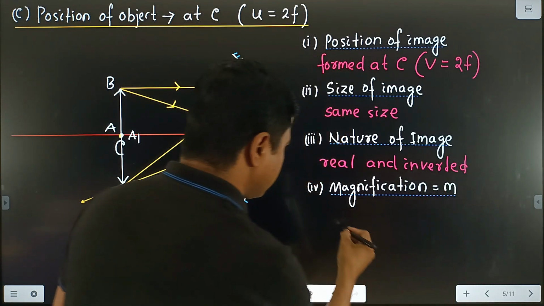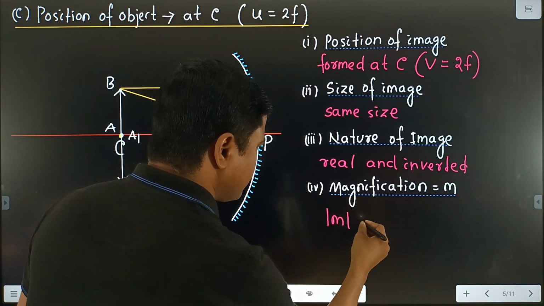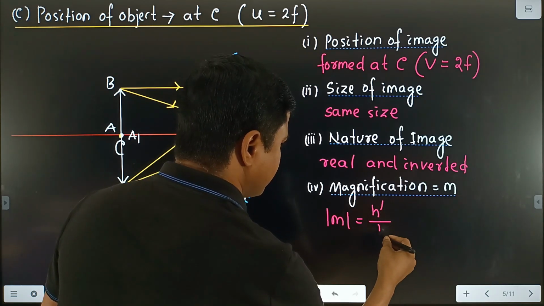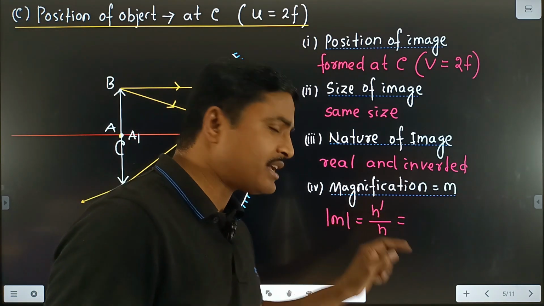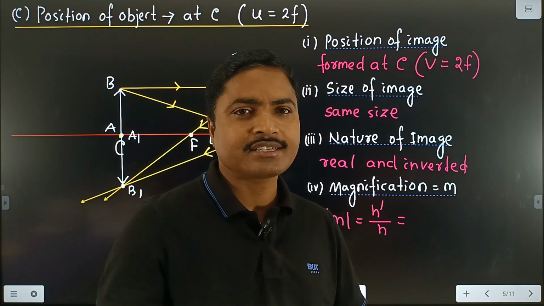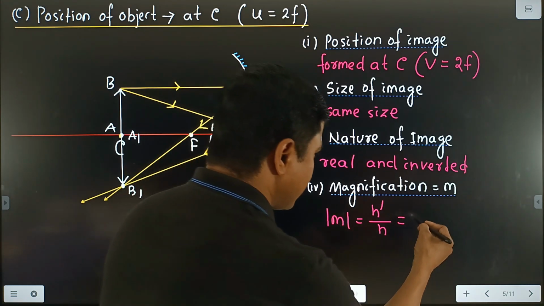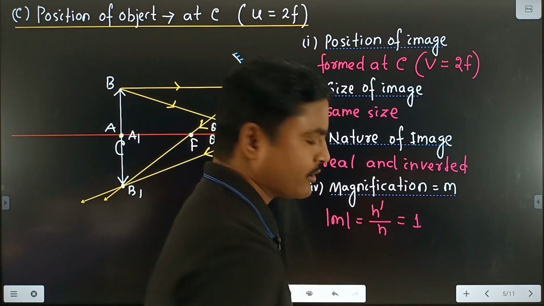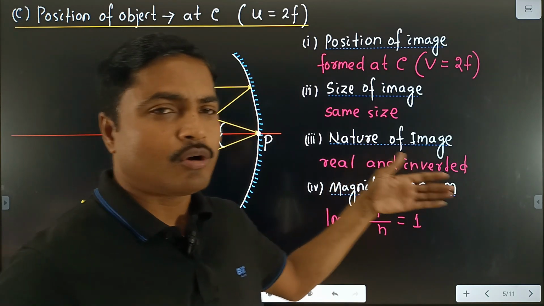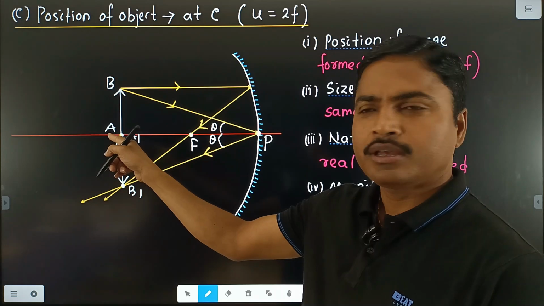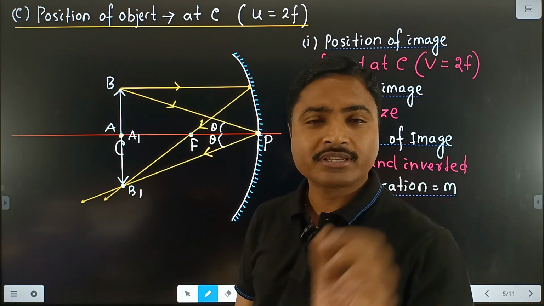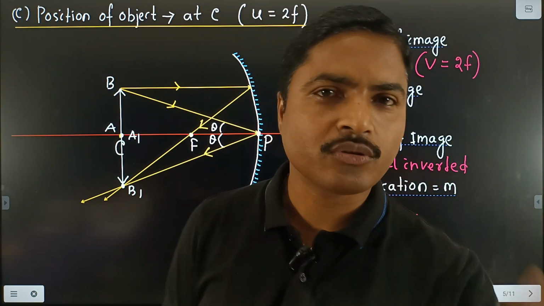Then what is the magnification? We write magnitude of the magnification is h prime divided by h, and the height or size of the image is the same as the size of the object. Both are the same size. Same size means we write magnification is equal to 1. Only in this case, when the object is situated at the center of curvature, the image is also formed at the center of curvature and magnification is equal to 1.